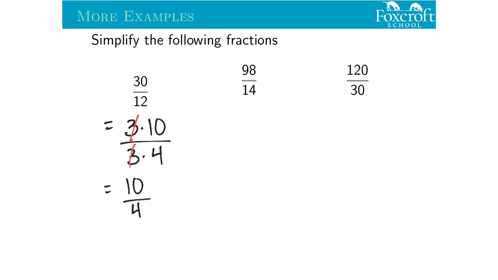And one thing you always want to do when you're simplifying fractions or working with fractions is see if you can keep going, because maybe you didn't get the biggest thing possible, and I didn't, because 10 is 2 times 5, and 4 is 2 times 2. So again, we can cancel out the 2's, and this is 5/2.